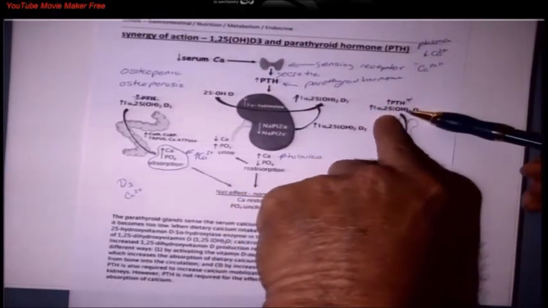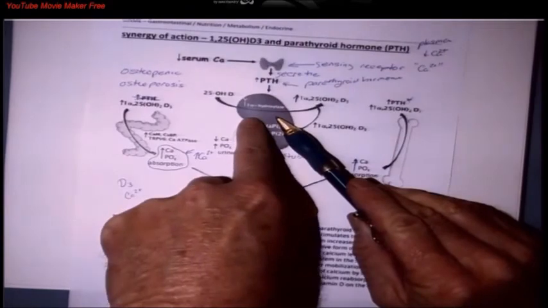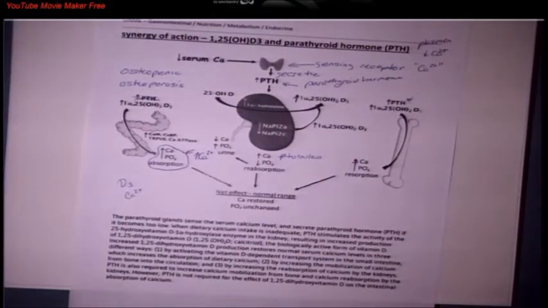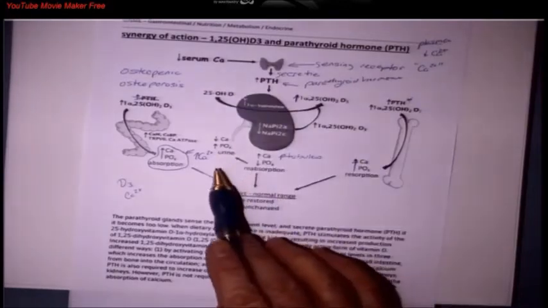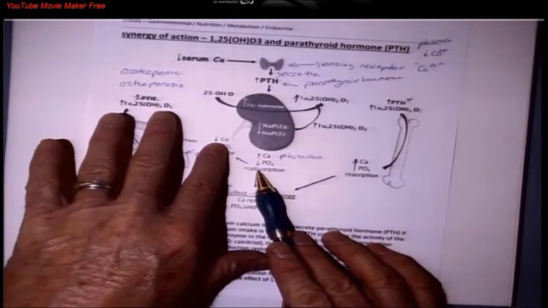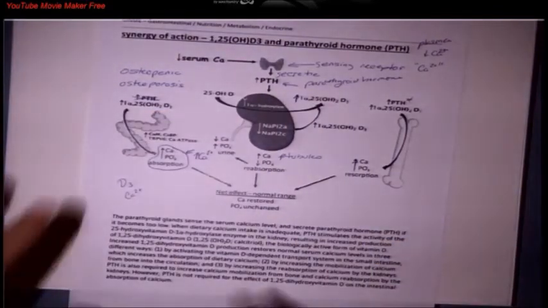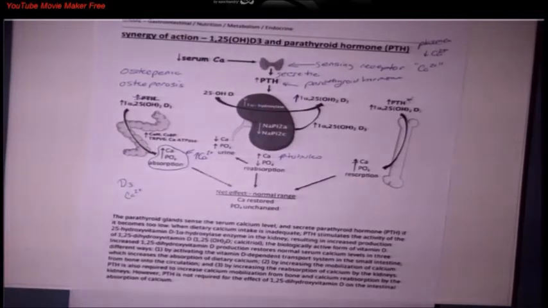PTH and vitamin D are both needed for bone resorption and for renal activity, ultimately. So the combined PTH and vitamin D is going to control the tubule activity in calcium excretion and calcium reabsorption. But for the intestine, just vitamin D.